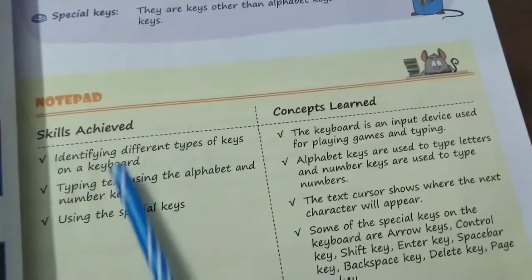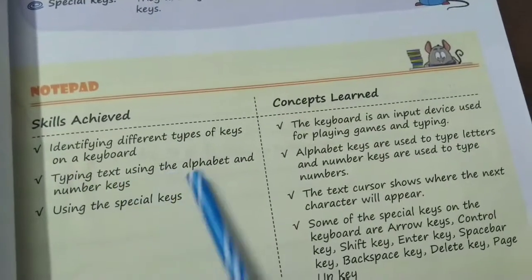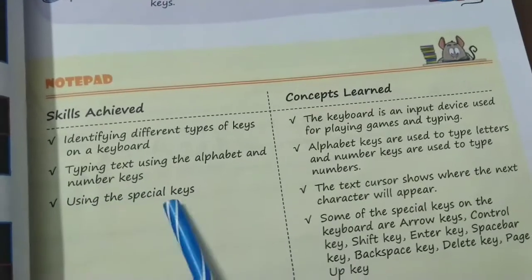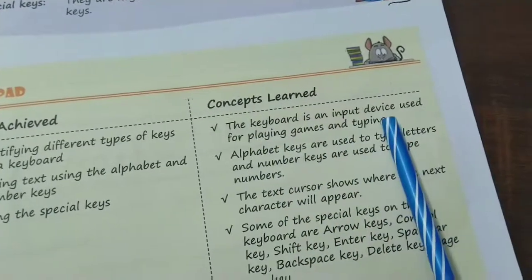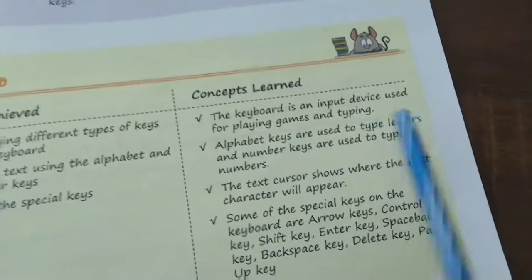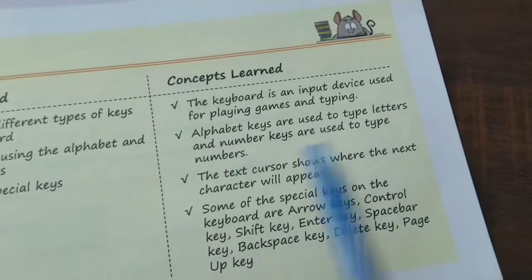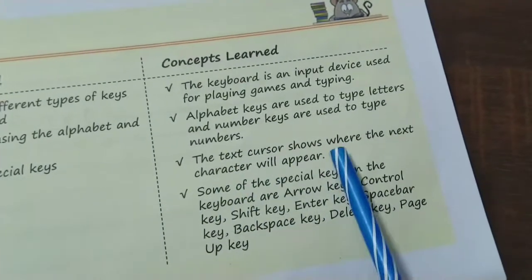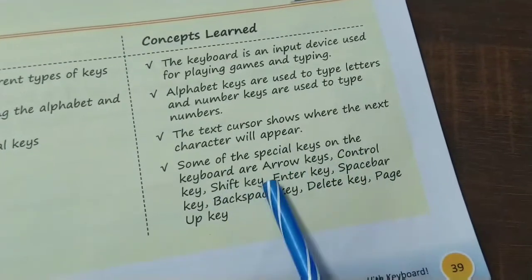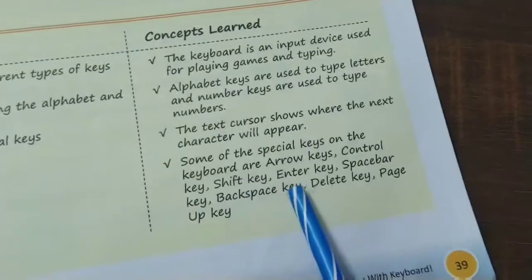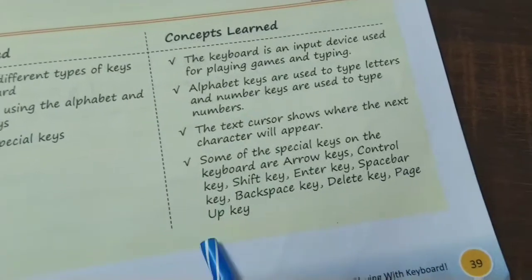Notepad. Skills achieved: identifying different types of keys on a keyboard, typing text using the alphabets and number keys, using the special keys. Concepts learned: the keyboard is an input device used for playing games and typing. Alphabet keys are used to type letters and numbers. Number keys are used to type numbers. The text cursor shows where the next character will appear. Some of the special keys on the keyboard are arrow keys, control key, shift key, enter key, spacebar key, backspace key, delete key, page up key.